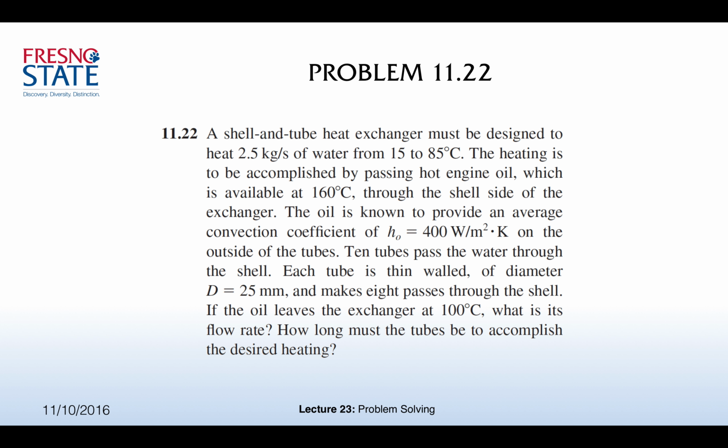Each tube is thin-walled. So that means no conduction is included in our calculation of the overall heat transfer coefficient, as you recall. So since there is no conduction, there is no fouling, so only the convection coefficients on the inside and on the outside would be considered in the calculation of our U. Each tube is thin-walled of diameter D equals 25 millimeters. That's the diameter of each of the 10 tubes, and makes 8 passes through the shell. So we have 8 tube passes.